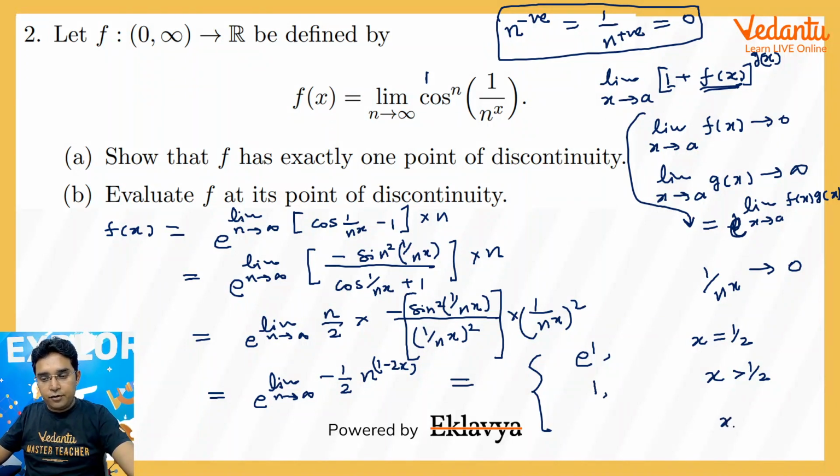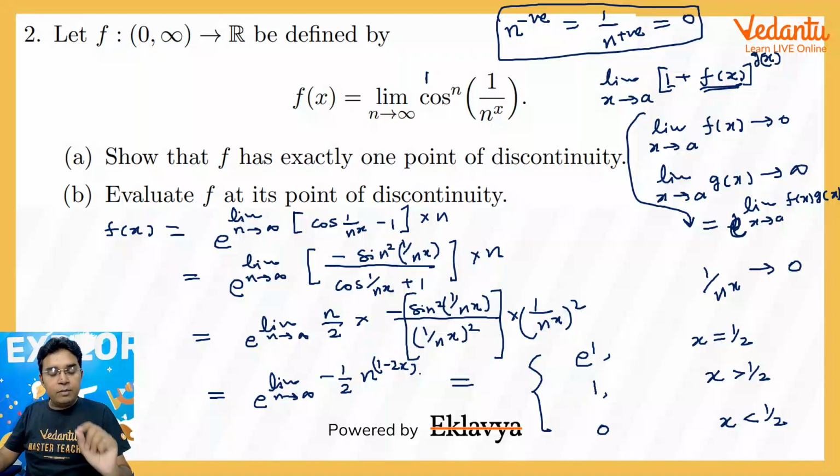Similar to this, if x is less than 1 by 2, then this power will be positive, n power positive will be infinite. As x is less than half, 1 minus 2x will be positive, n power positive will be infinite, multiplied by minus half, so it will be minus infinite, and e power minus infinite is 0. So this is how we can see that at x equal to 1 by 2 only, this function is discontinuous. That's the point of discontinuity, and the value of the function at this point is e to the power minus 1 by 2.